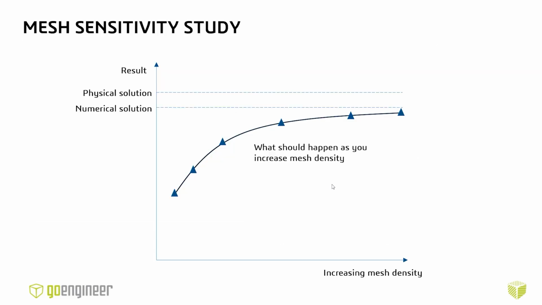It's building off of the idea of a mesh sensitivity study. This is the idea that you start with a coarse mesh and you get some set of data. And then you make the mesh a little bit smaller and you compare your results. And you do that over and over until your results stop changing. It's a converged solution. The mesh is no longer affecting my results.